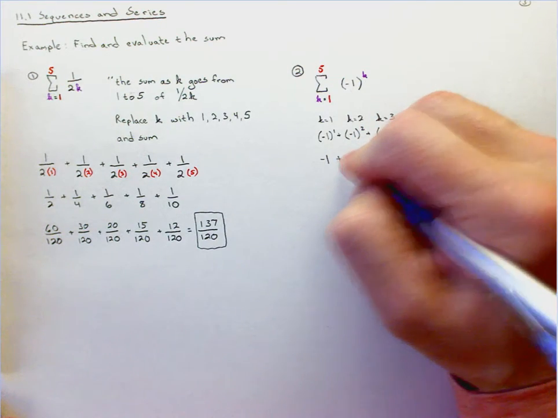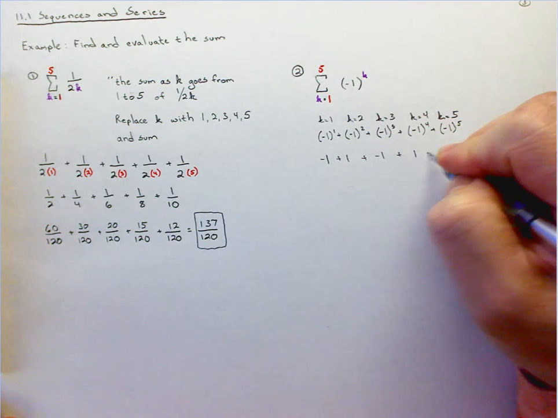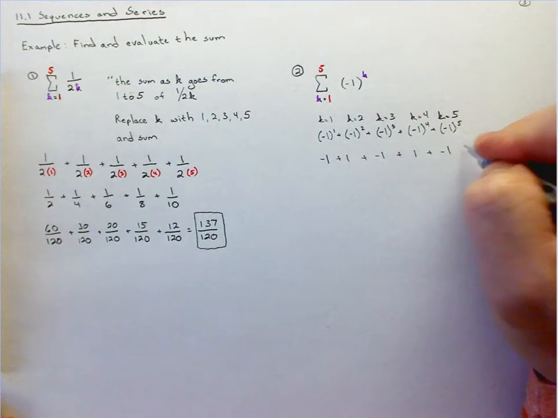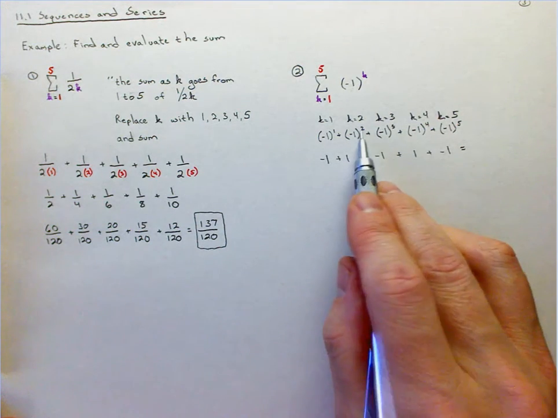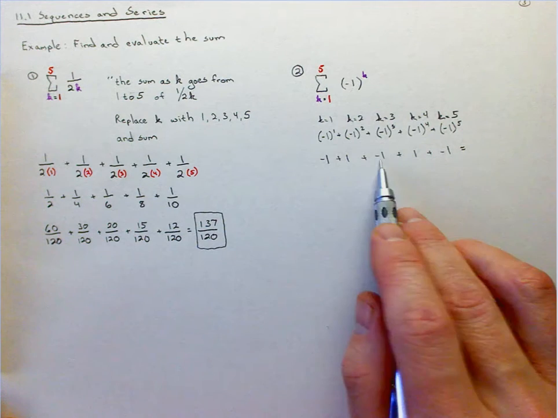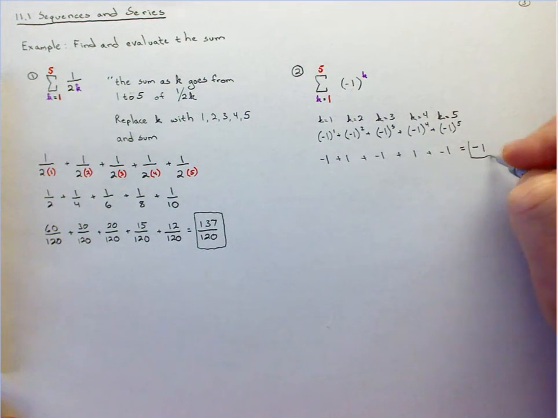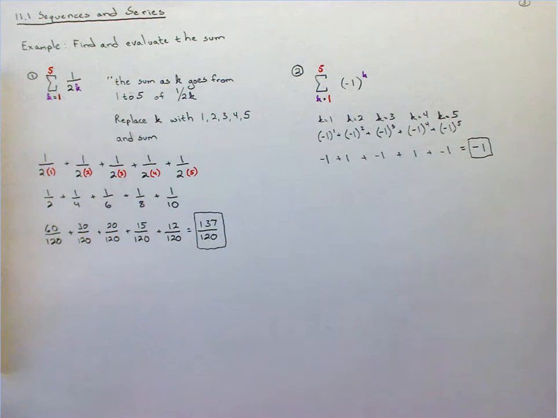Negative 1 plus 1 plus a negative 1 plus 1 plus a negative 1. Even powers become positive, odd powers stay negative. My answer, negative 1. And that is sigma notation and taking sums.